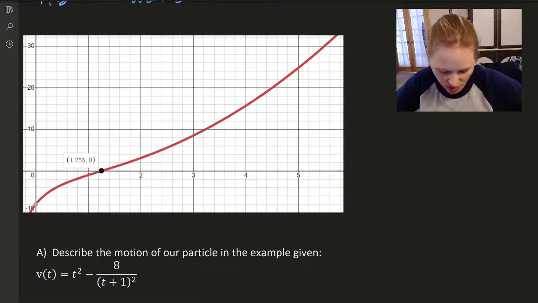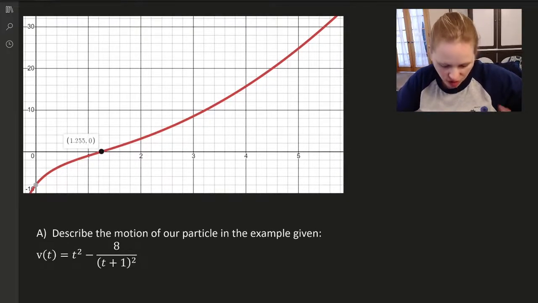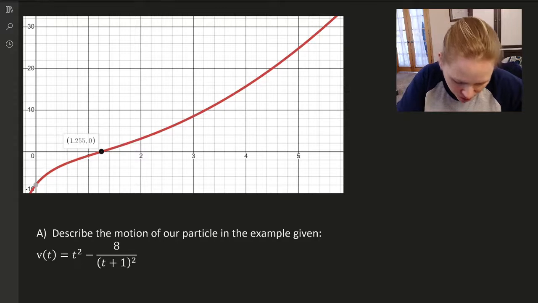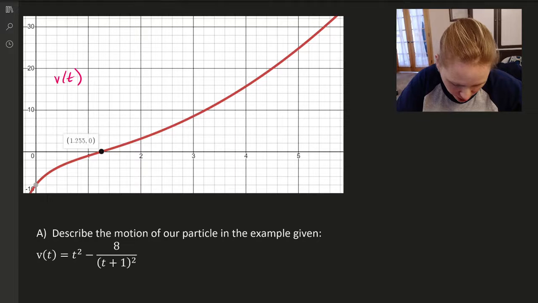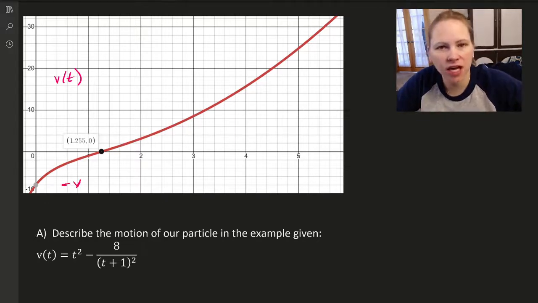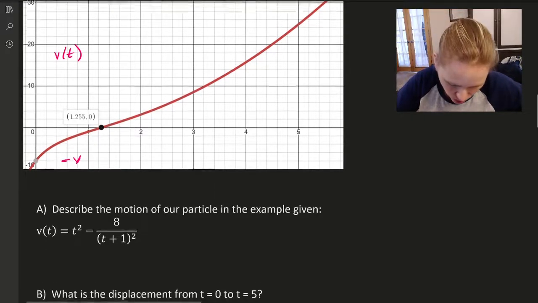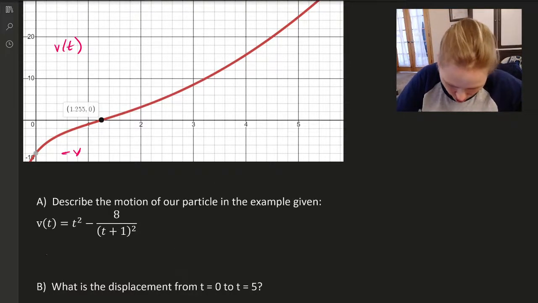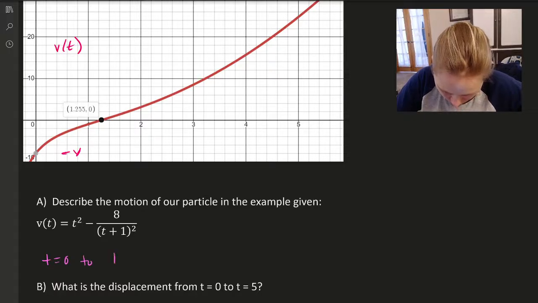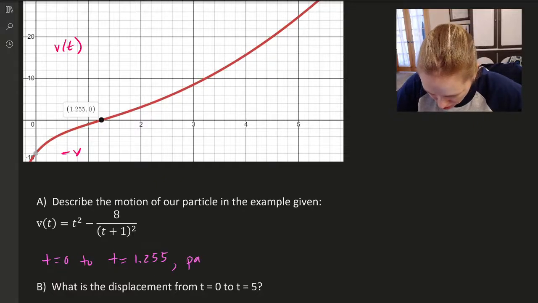So if we reconsider this graph, we want to describe the motion of our particle given here. Remember, this is a velocity curve, so this is v of t. As I travel along my velocity curve, I'm going to remember that I have negative velocity down here. Anytime I have negative velocity, it means I'm moving left. We'll use left and right; you could also use forward or backward. So we're going to say that this particle moves left from t equals 0 to t equals 1.255, as shown on the graph.